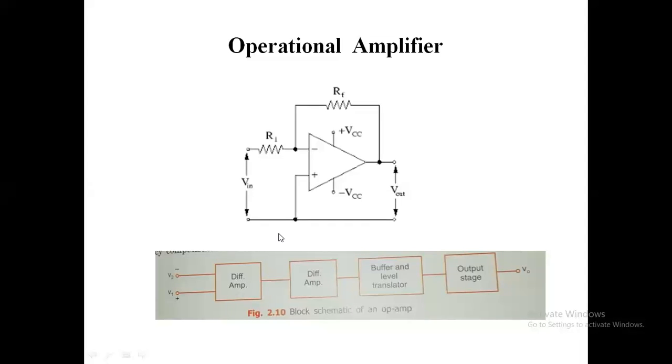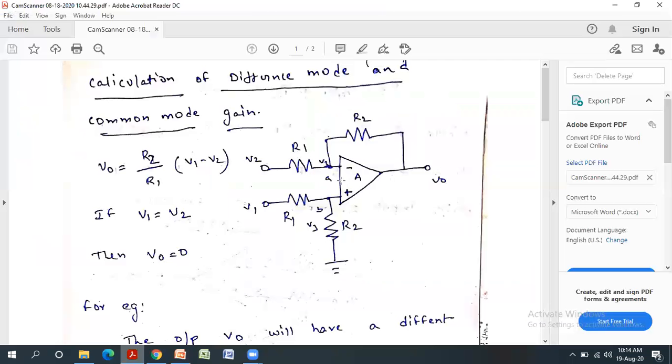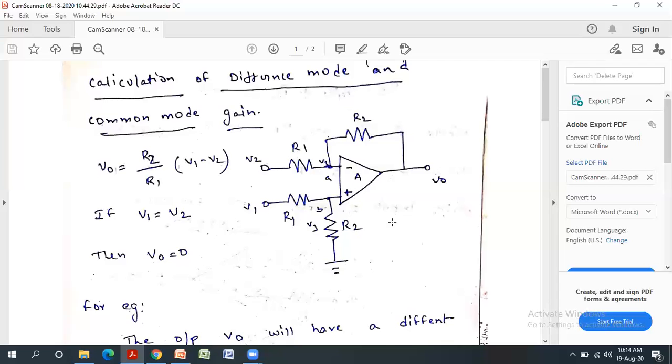So this is about the operational amplifier. If we go on to our study of differential amplifiers, yesterday we discussed the operation of this.